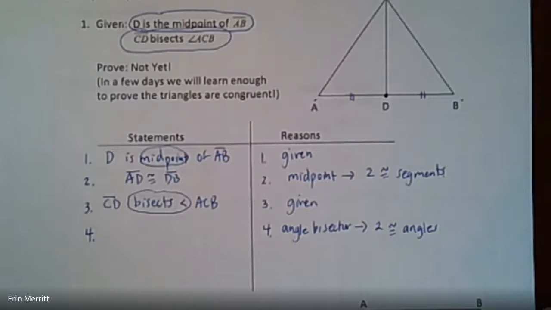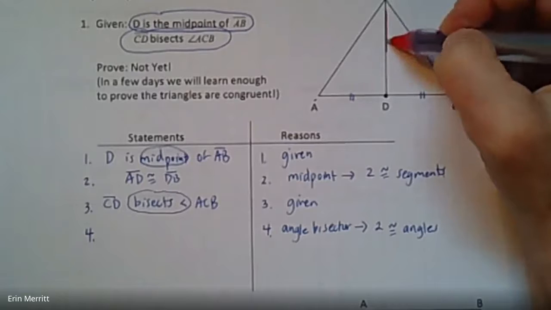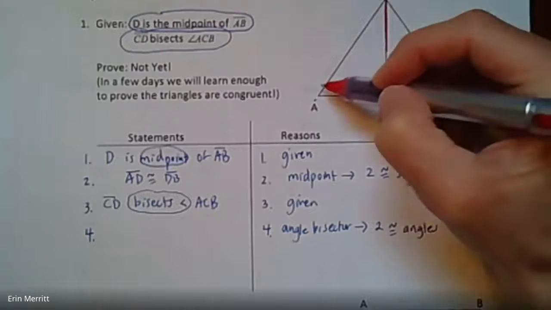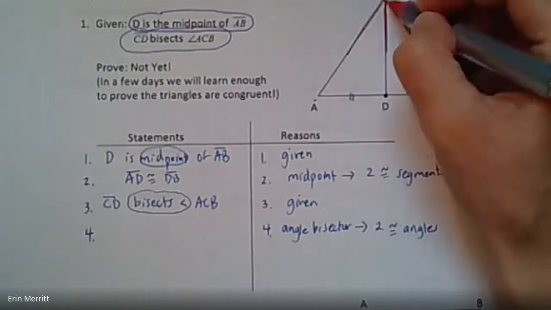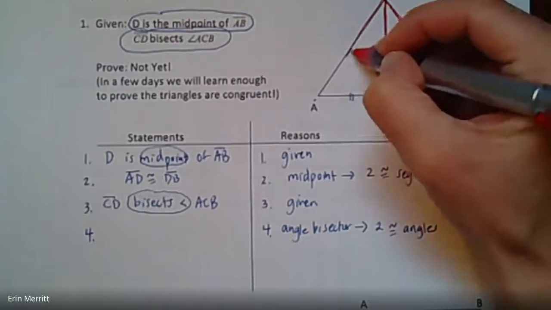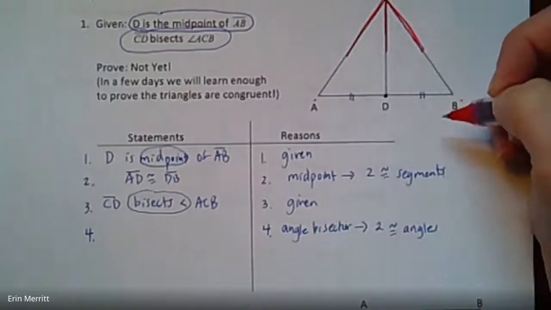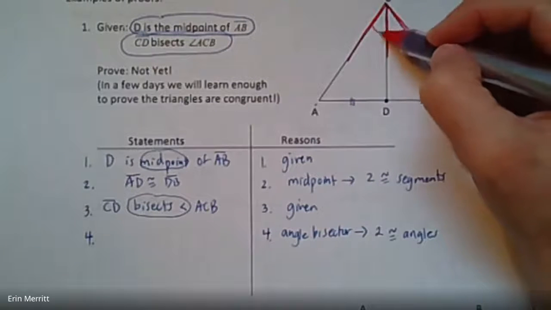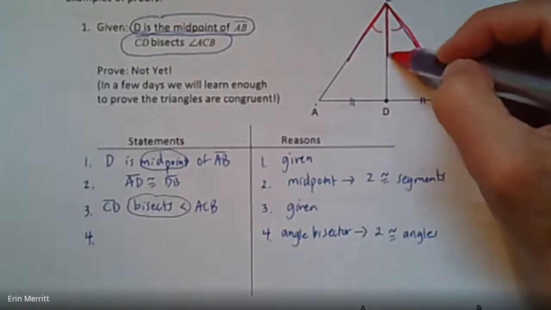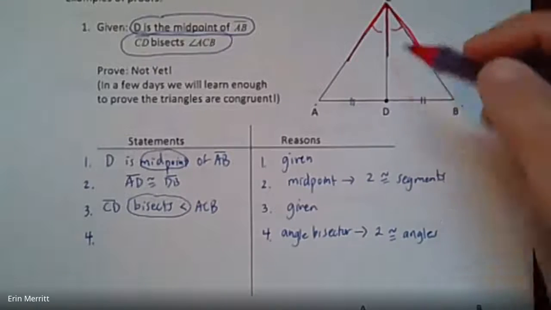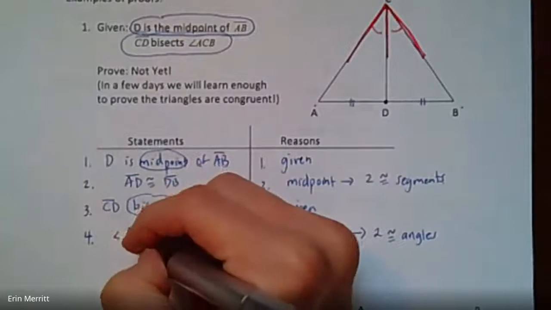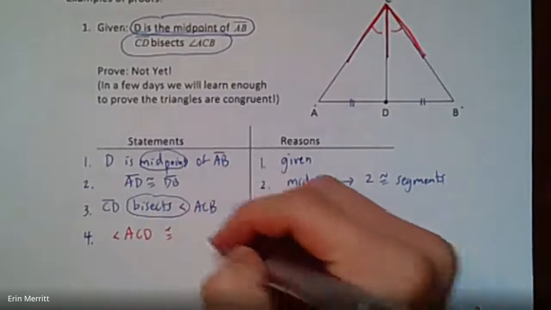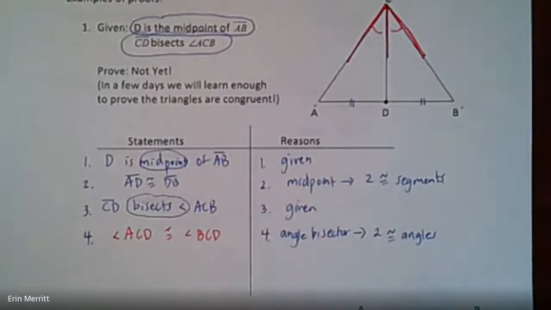And now you have to look at the picture. Sometimes it helps to kind of trace it out. So it's saying CD bisects angle ACB. So if I kind of highlight angle ACB, it outlines the angles that we're talking about. So the 2 angles would be angle ACD and then angle BCD. So over here, I could say angle ACD is congruent to angle BCD. All right, we're going to stop at that first one. We'll save the second one for practice in class.